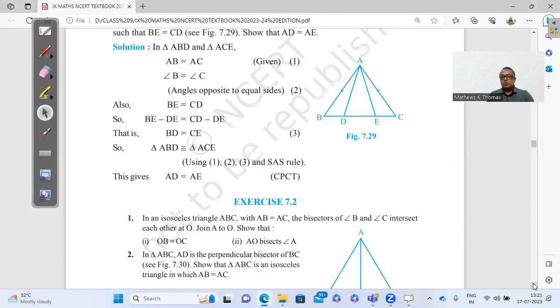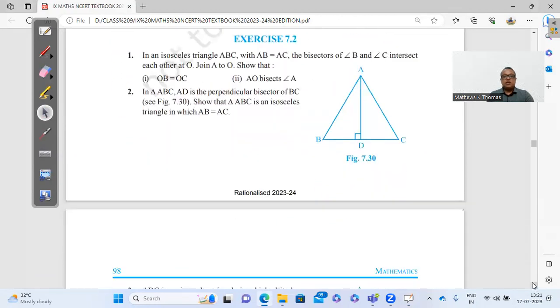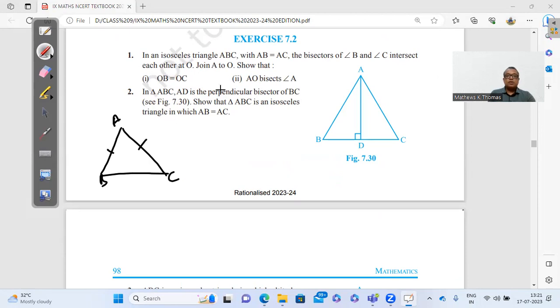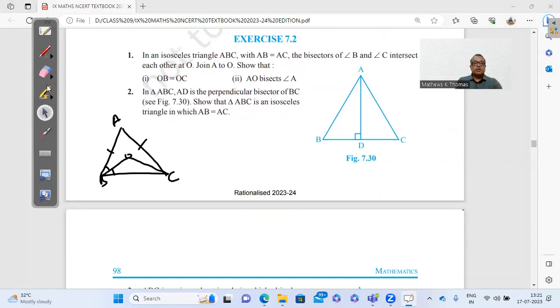So second exercise, the first question: in an isosceles triangle, AB equals AC. So we will draw the figure here, AB and AC are equal. The bisectors of angle B and C. Bisector means, as I explained last time also, when an angle is divided into two equal parts, that is called a bisector. So these OB and OC are bisectors meeting at a point O. Join AO. So the figure is like this. We have to prove that OB equals OC and AO bisects angle A.